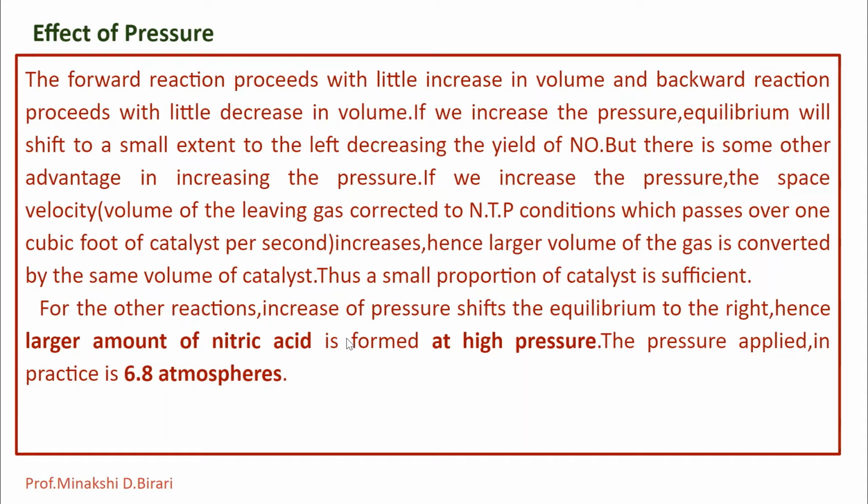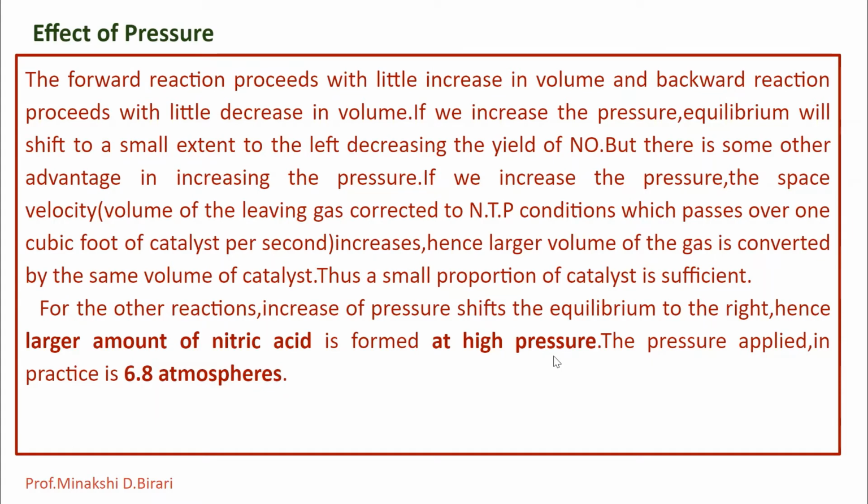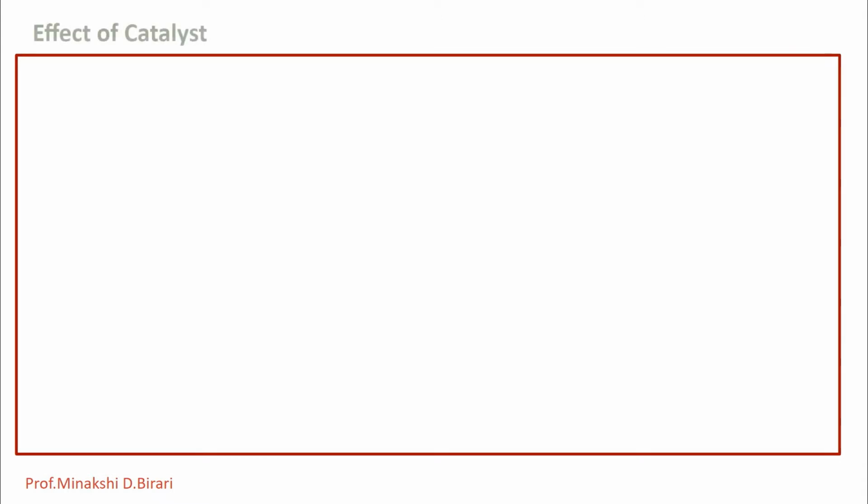For the other reactions, increase of pressure shifts the equilibrium to the right, hence a larger amount of nitric acid is formed at higher pressure. The pressure applied in practice is about 6.8 atmospheres, or about 100 psi. Now next, the effect of catalyst for the oxidation of NH3 to NO.